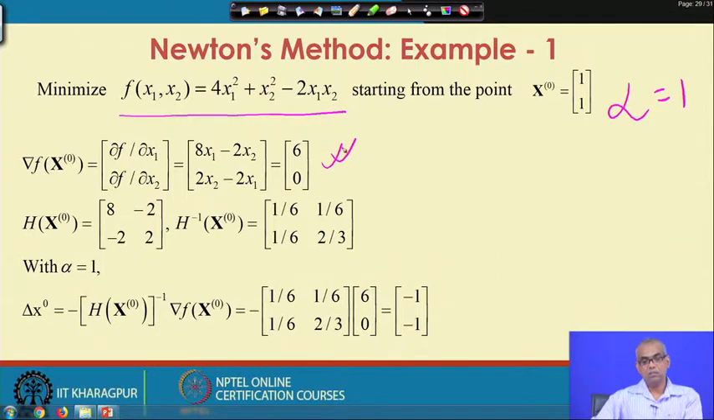Find the Hessian. Look at the objective function, it is a quadratic function. So, the Hessian will be a constant matrix, and that matrix is 8 minus 2, minus 2 2. Find the Hessian inverse. And we obtain it as 1 by 6, 1 by 6, 1 by 6, 2 by 3.